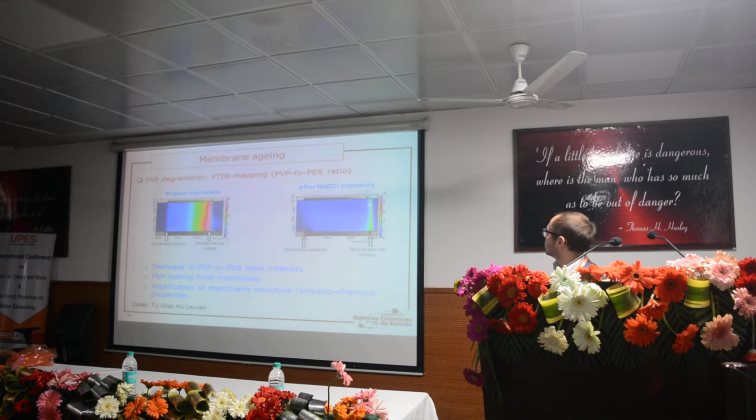Now if you age your membrane, you still have the majority of the PVP near the surface, but you decrease a lot the amount of PVP inside your membrane. This means that PVP is leaking from the membrane, which will be responsible for modification of the membrane structure and also physical-chemical properties. This is a big problem because you add PVP in your membrane in order to have higher flux, but if it leaks, it's not working. And this is the system that is used in industry at the moment.